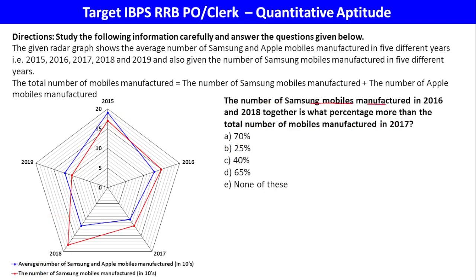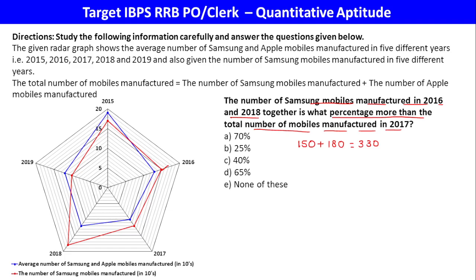The number of Samsung mobiles manufactured in 2016 and 18. Samsung in 2016 is, which is 150. And next. 2018, total 20, 19, 18, 180, total is 330. Then is what percentage more than the total number of mobiles manufactured in 2017? 2017 total mobiles. Ante blue line ni double jeste saripothundi.